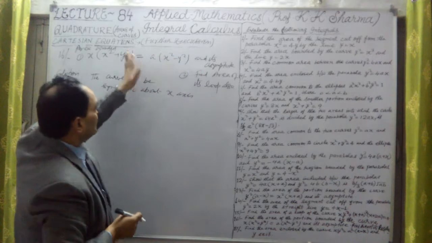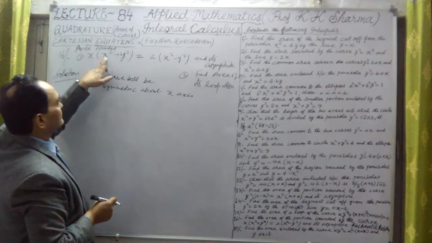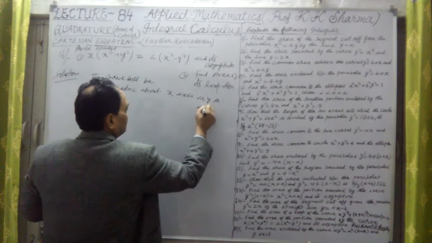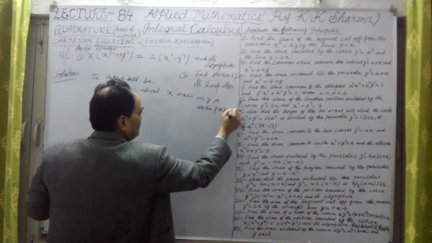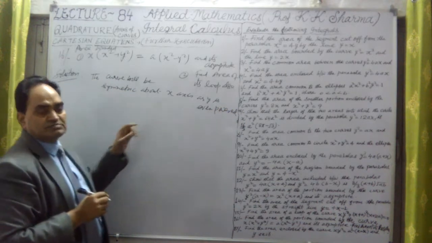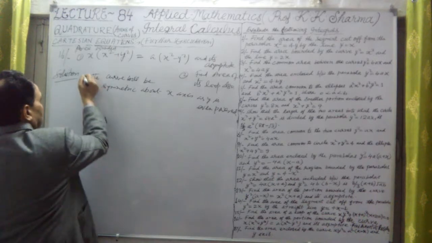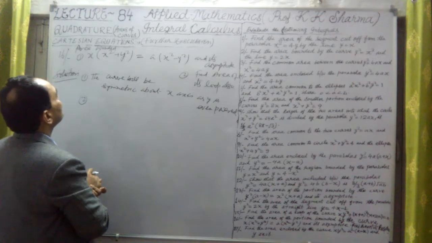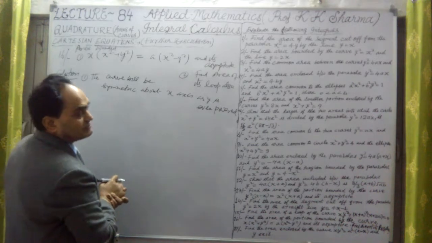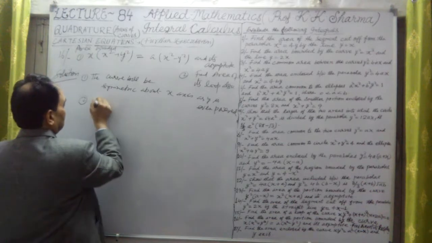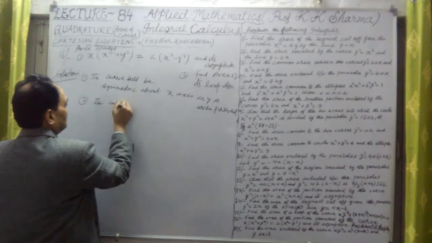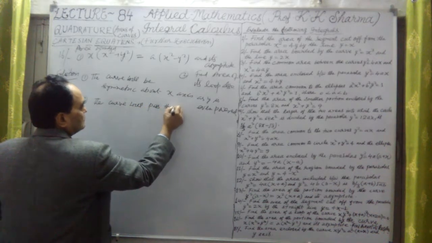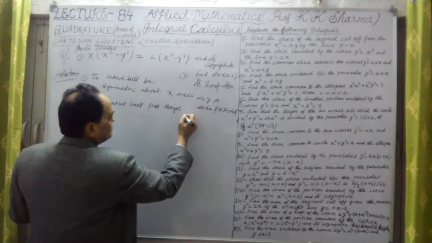Here y is even powered. X is not even powered, because x into x square is x cube. As y is even powered, the curve is symmetric about the x-axis. Second point, there is no independent constant term. The curve will pass through the origin.